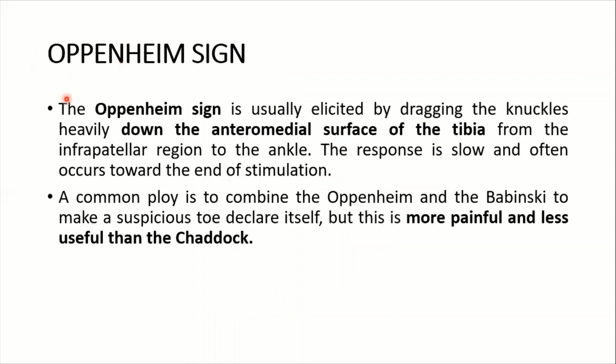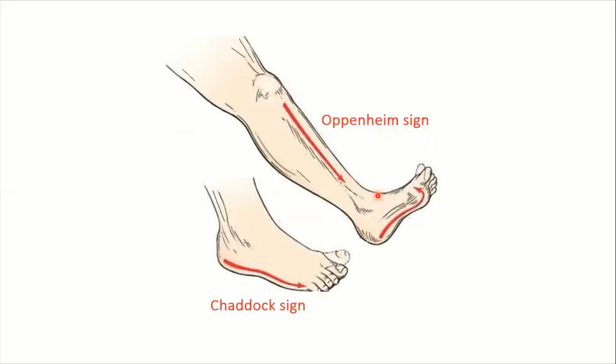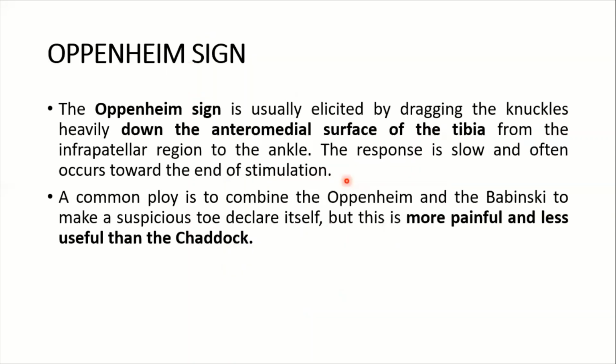Then the Oppenheim sign. The Oppenheim sign is usually elicited by dragging the knuckles heavily down the anteromedial surface of the tibia from the infrapatellar region to the ankle. The response is slow and often occurs towards the end of the stimulation. Here you could see this is the knee, below is the anteromedial surface of the tibia, and the knuckles are being drawn towards the ankle, right? And then this is the response, same as in your Babinski sign.